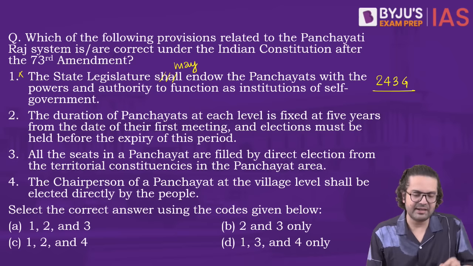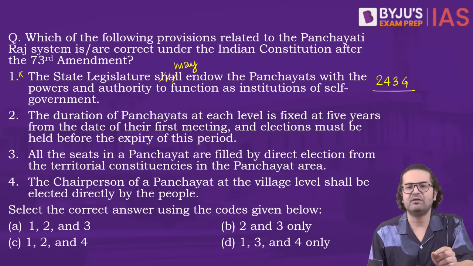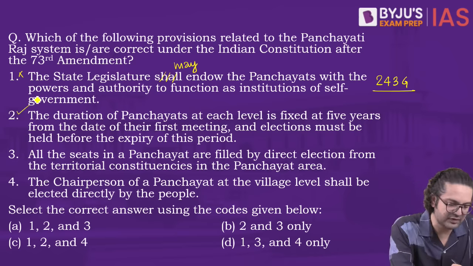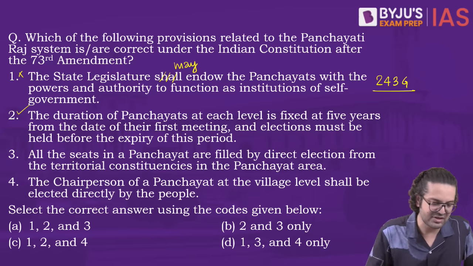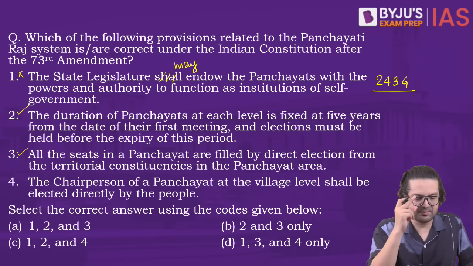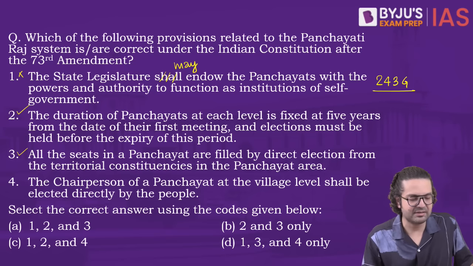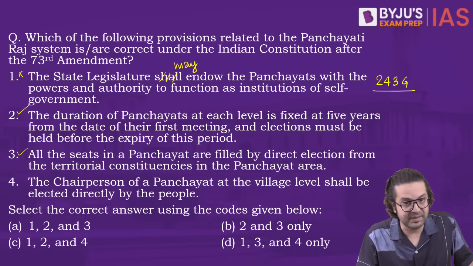Number 2, the duration of panchayats at each level is fixed at 5 years from the date of their first meeting, and elections must be held before the expiry of this period. Yes, of course, it's correct. All the seats in the panchayat are filled by direct election from the territorial constituencies in the panchayat area. Is correct. And the chairperson of a panchayat at a village level shall be elected directly by the people. I just explained this is wrong.